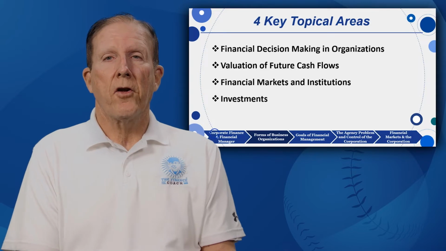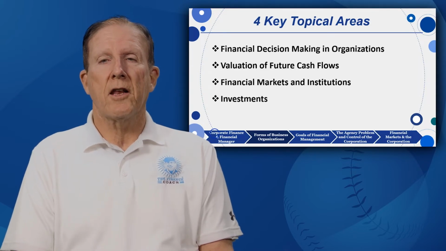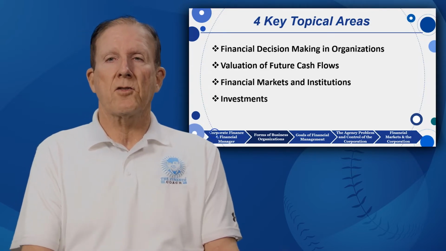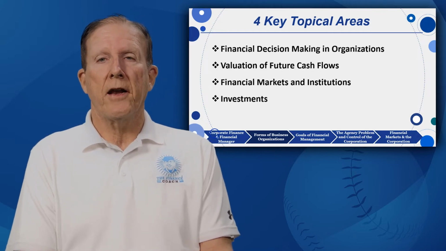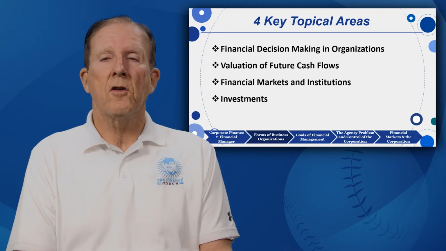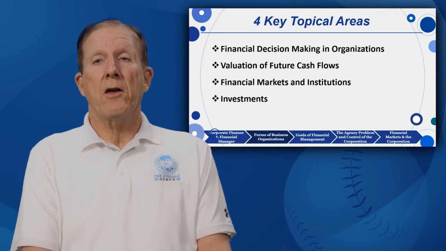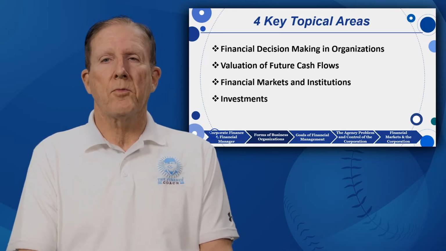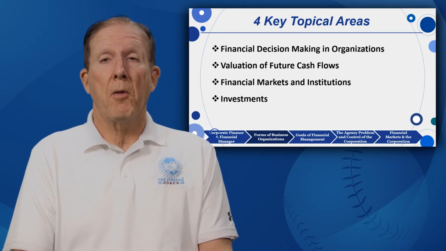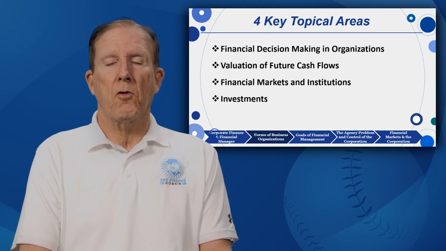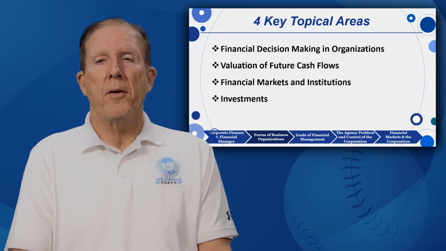Then we'll move on to a third key topical area, financial markets and institutions. We'll look at things like stocks and bonds and where we buy these instruments. What are the financial markets that are out there for us? Also, how to value a bond. It's a fixed income security. And how much does a bond cost typically? What does a typical corporate bond cost? And where do we buy them?